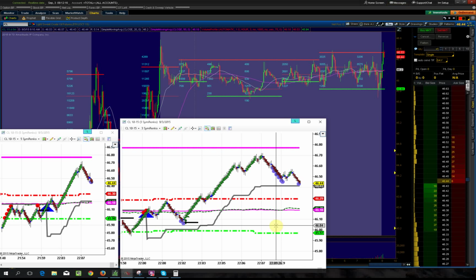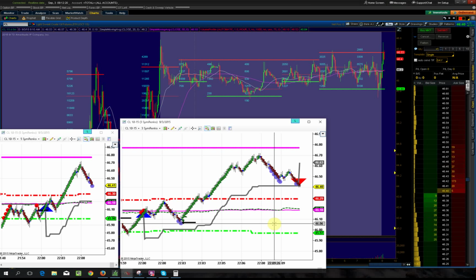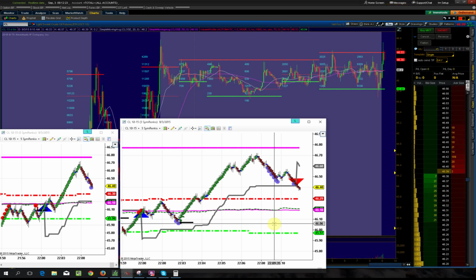Okay, almost down there, 46.41. All right, we just broke it. Okay. Yeah, I'm not liking this right now. This could just turn back around on the other side. Well, we can give it a chance at the 46.29, 46.30.